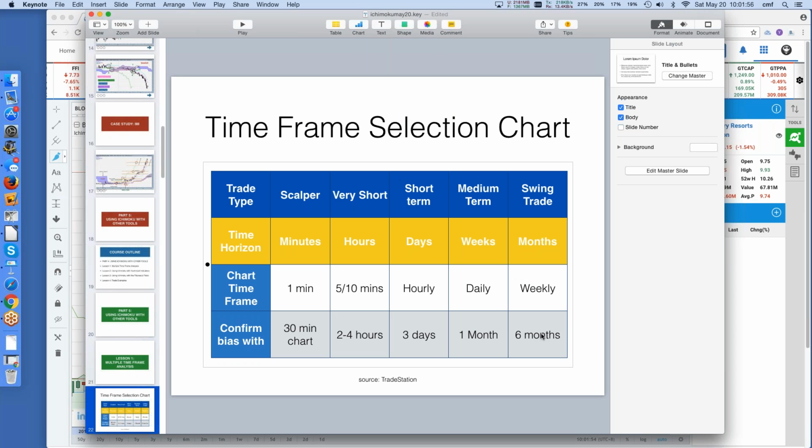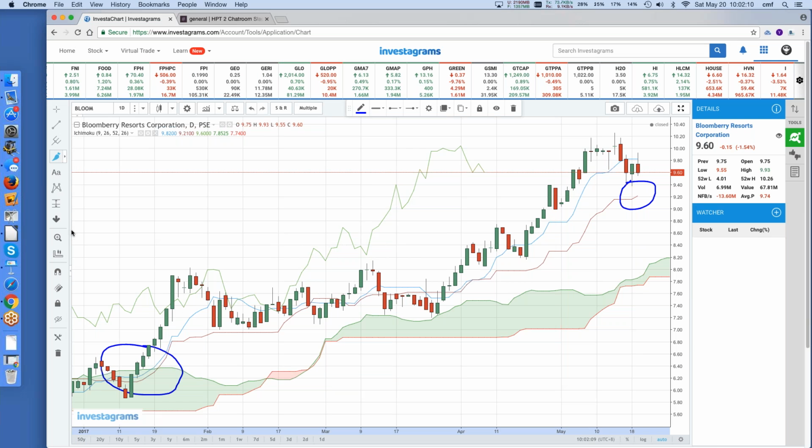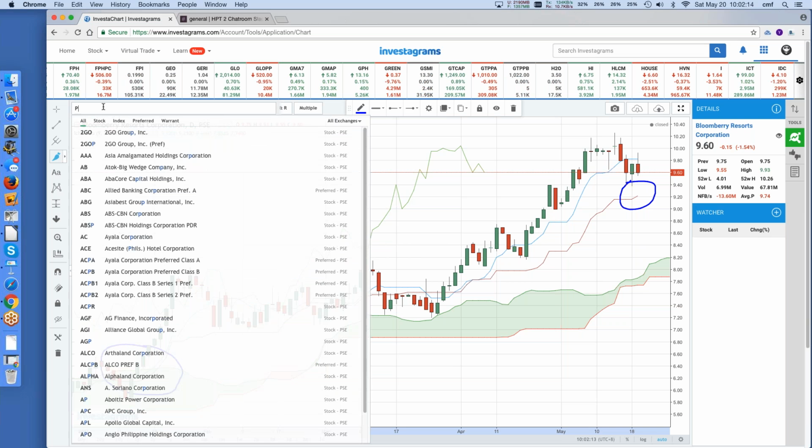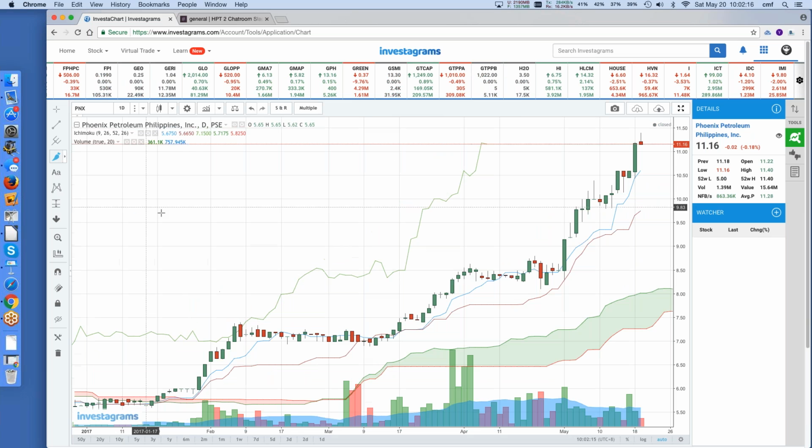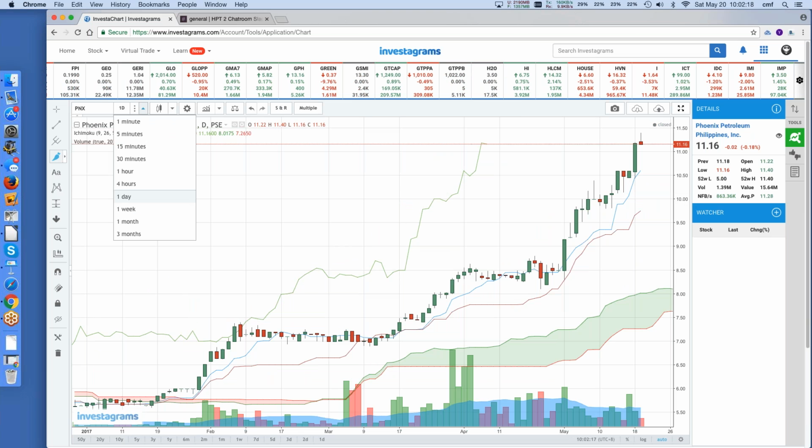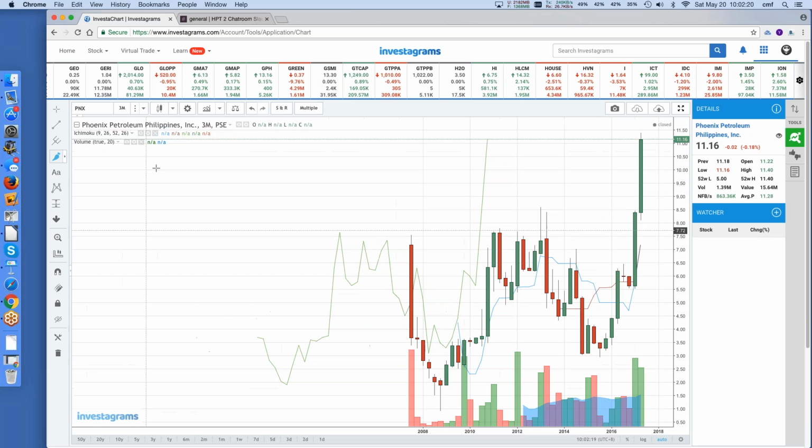Now for swing trading, this is a higher time frame. If you want to hold the position for months, you look at the 6-month chart for verification of the direction, but you go to the weekly chart for entry and exit. So you go, for example, PNX. What does the 6-month chart tell you?